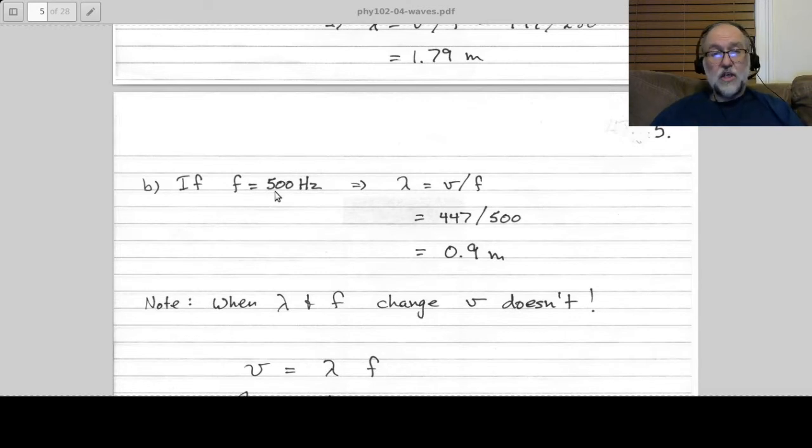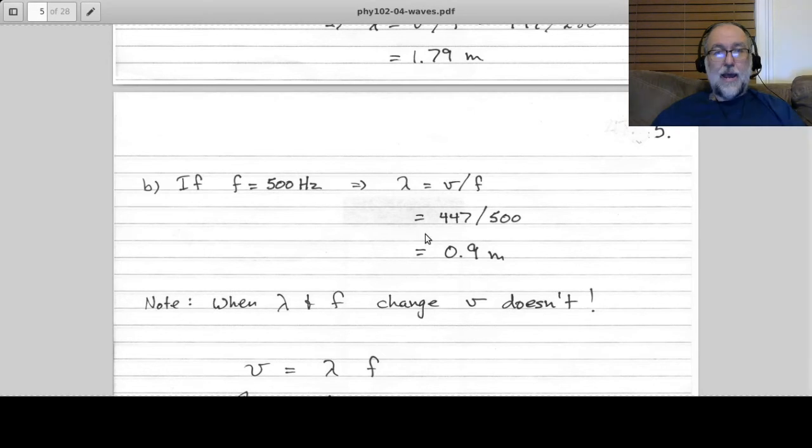What changes when you change the frequency is that the wavelength has to adjust. So same formula, velocity is still 447, but now the frequency has gone up to 500. And lambda has decreased to half of what it was above. Above it was 1.79, which rounds off to 1.8. Half of 1.8 is 0.9 meters. Okay, so we doubled the frequency and our wavelength went to half.